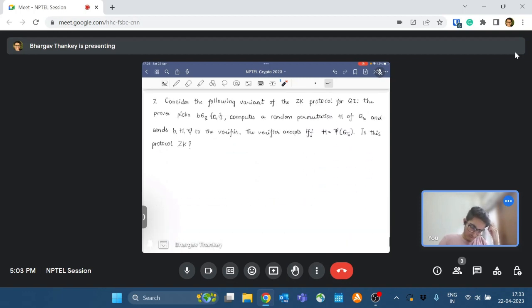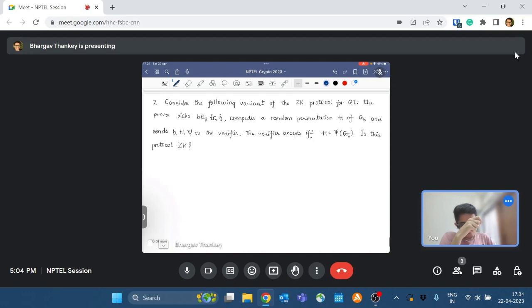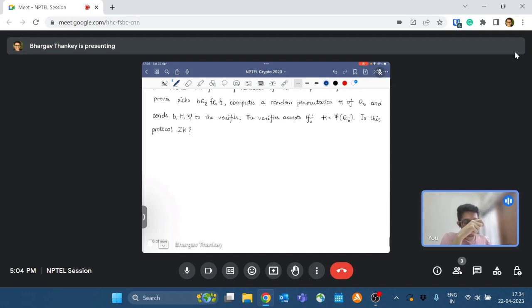And what about question 7? This is another variant of the zero knowledge protocol. Consider the following variant of the zero knowledge protocol for GI. Now the prover picks a bit B uniformly at random from 0, 1, computes a random permutation H of GB and sends B, H, psi to the verifier. Psi is some permutation. The verifier accepts if and only if H equals psi of GB bar. The question is, is this protocol zero knowledge? It turns out even this protocol is not zero knowledge.